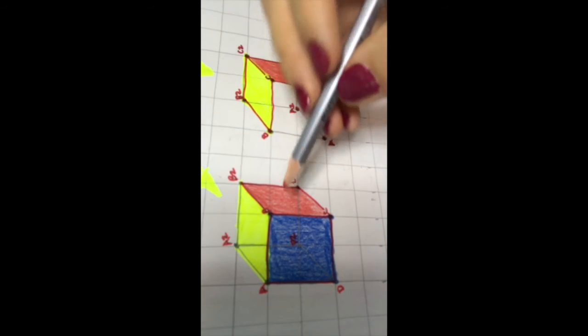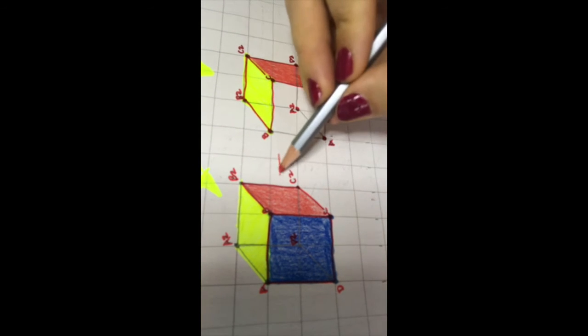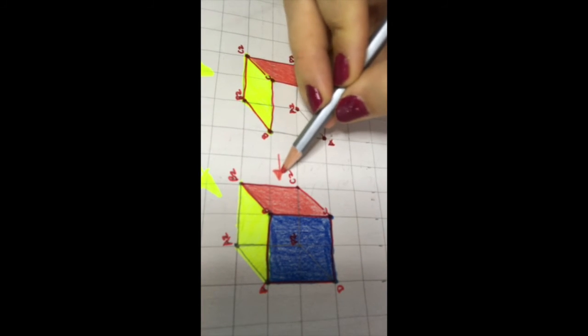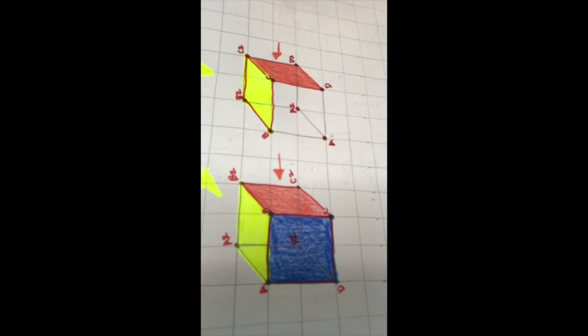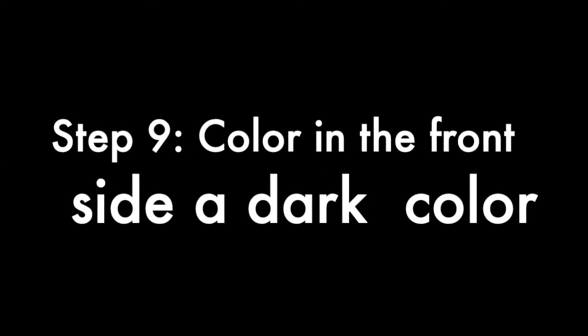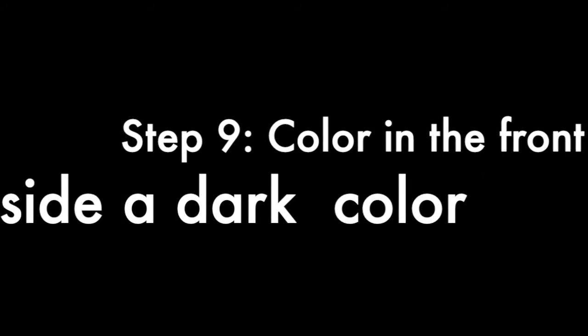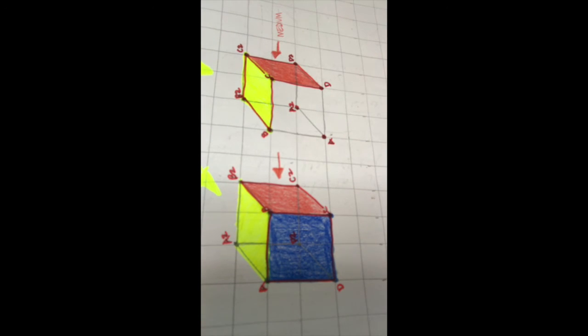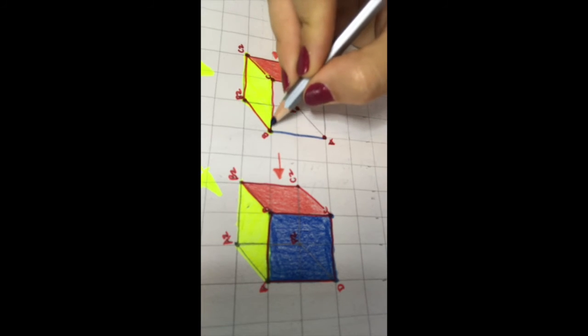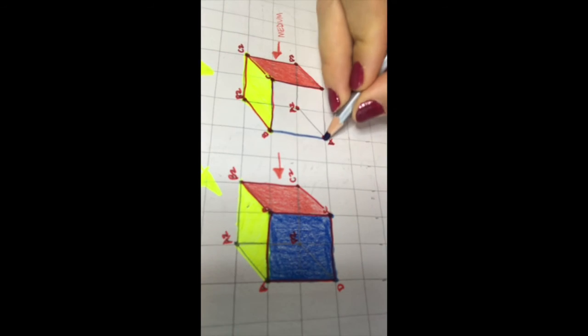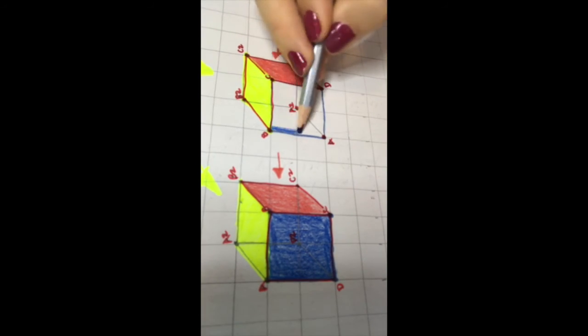Okay, so everything to the right, or the side, will be this medium color. Medium, okay? Now for the front, I'm going to use a dark blue color. So this is our original shape, A, B, C, and D, and that's the front of your shape.